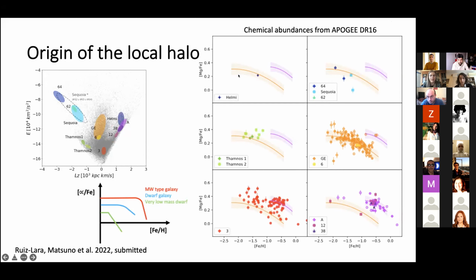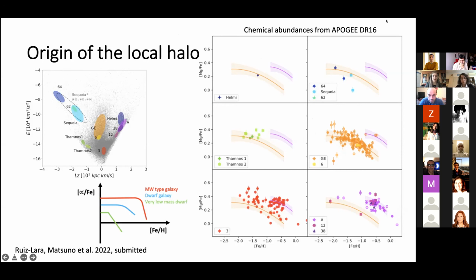But the idea is that the accreted population should fall on or around this low alpha branch, and then the more in situ stars that were born in the Milky Way will fall on this high alpha branch. And so what you see here is that the structures A and 12 and 38 that we said were disk-like do fall on this branch, and then Gaia Enceladus falls on this low alpha branch. And then cluster 3, the large one at low energy, seems to be a mix of the two populations.